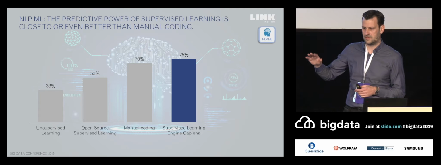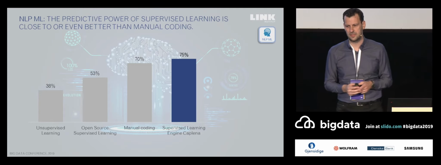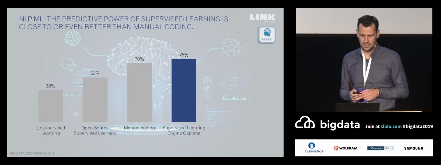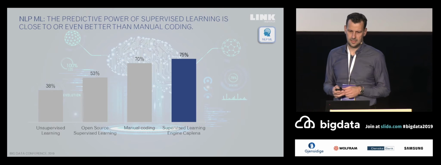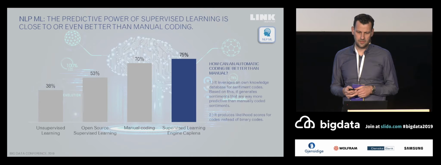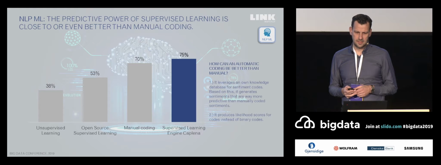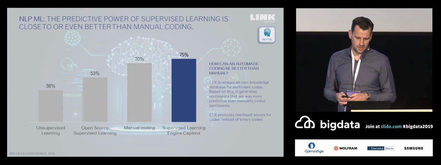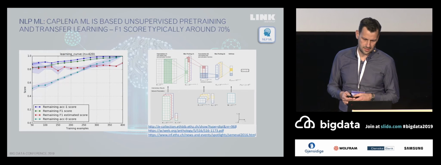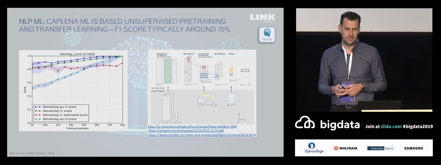Typically it's around 70%. Sometimes when the data is really complex, it's an F1 score of 65%, but it's really good. It's working really well, and it's improving each and every year. And this is why we chose to opt for this Caplina solution for our tool. It's quick, fast, easy, and it's very accurate.